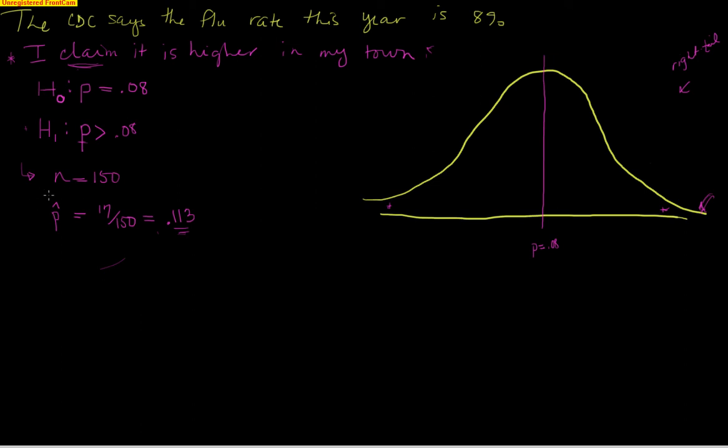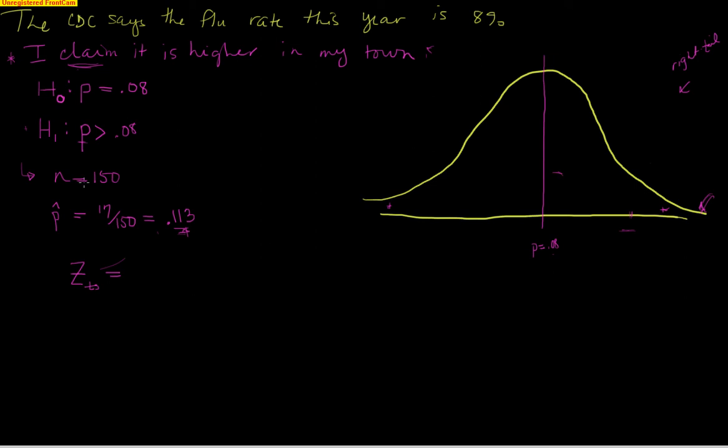Well, we need to find some way to put this on our normal distribution curve, and figure out where exactly that is. I know it's somewhere out here. If here's 8%, 11.3% must be somewhere out here, but exactly how far out? Well, what do we do? We find a z-score. This is what we call a test statistic. It's just a z-score. We find a z-score so we know how far out we are.